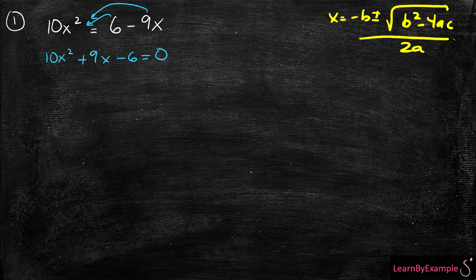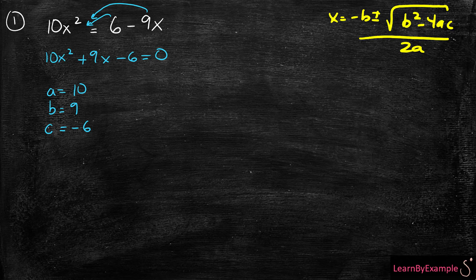So let's solve this. Now you're given a standard quadratic equation. First, the most important thing is to determine what all the letters are equal to. So a is equal to 10, b is equal to 9, and c is equal to minus 6.